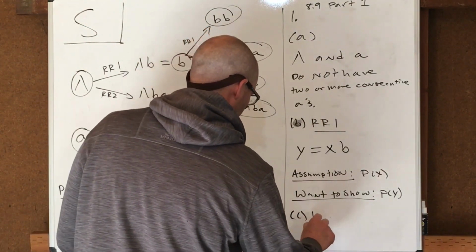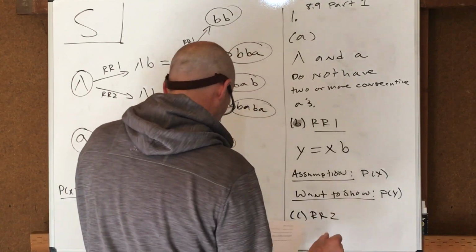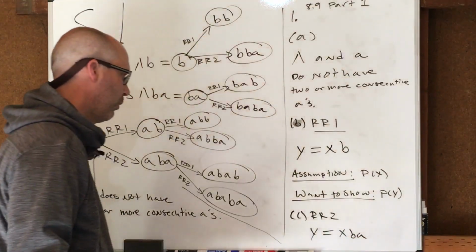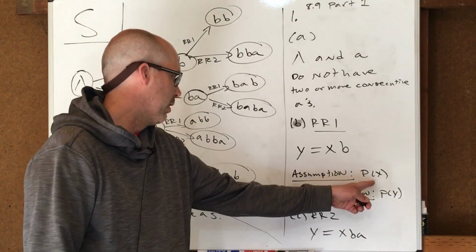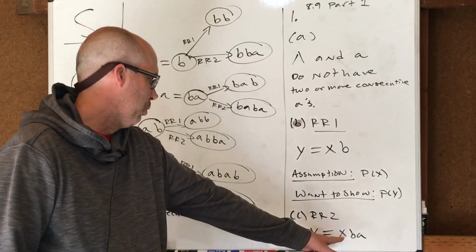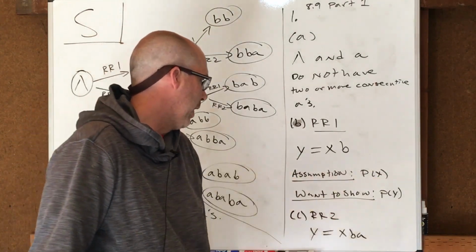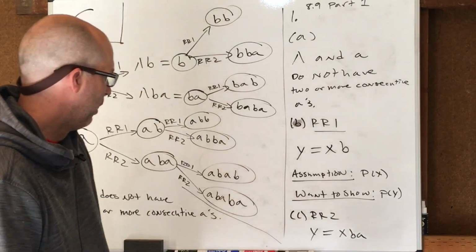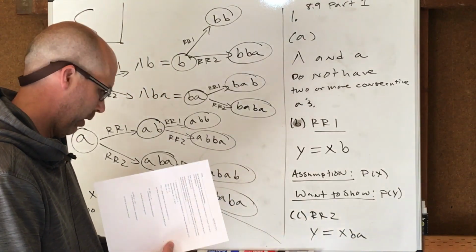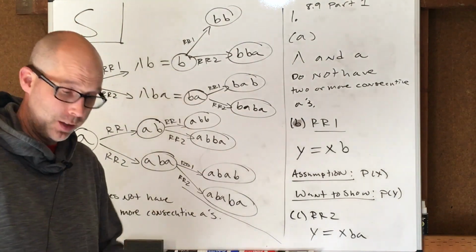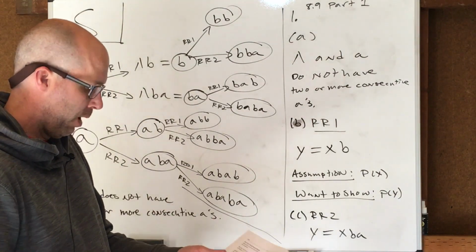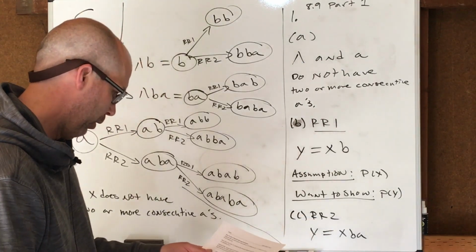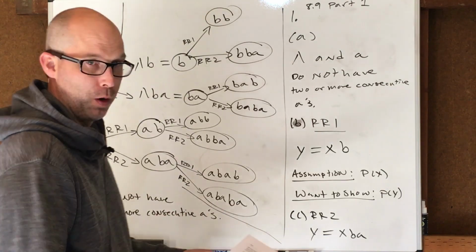Part C, recursive rule 2, y equals xba. Again, our assumption is P of x, that x does not have two or more consecutive a's. And we want to show that y will not have two or more consecutive a's. Do you see why that's true? The problem only asked you to talk about what your assumption is and what you want to prove.